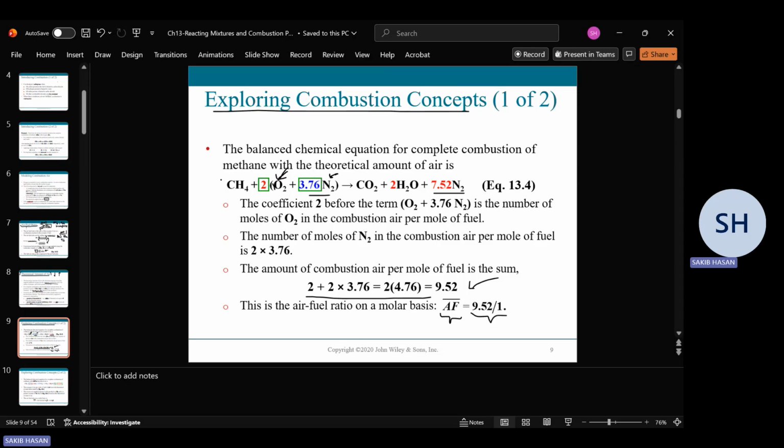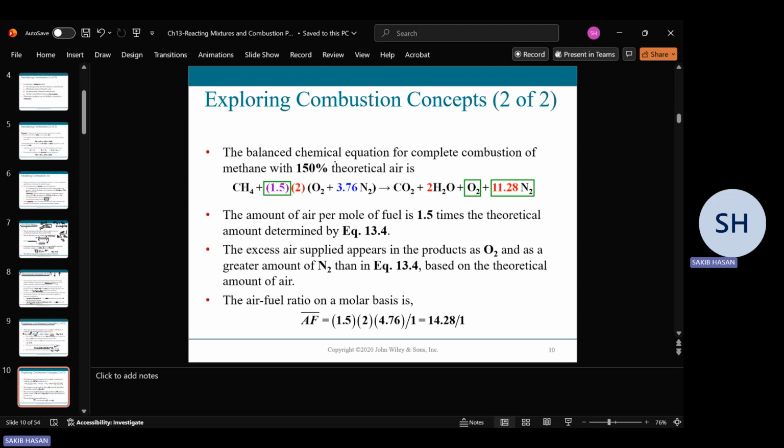Since there was only 1 mole of methane, the ratio happens to be 9.52 over 1. Now, in the same manner, you can factor in the excess of air compared to the theoretical air. As you can see, since it's 150%, they've scaled it by 1.5. And this has resulted in the air-fuel mixture being scaled up by 1.5 as well.